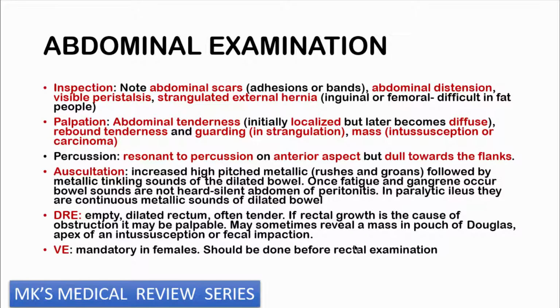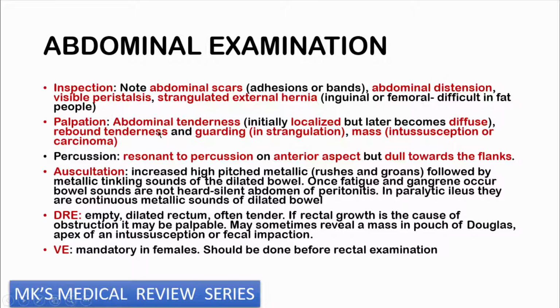When you do your abdominal examination, on inspection you take note if you see any abdominal scars, like in the previous picture that I showed you. If you see any abdominal scars, you should suspect that the obstruction is caused by adhesions or bands. You note if there's any abdominal distension. Remember, I told you that with large bowel, distension is much greater than with small bowel. You check for any visible peristalsis. If there's a hernia, check if it's strangulated. I shall show you the features of strangulation in the next slide. This is very common, especially with inguinal or femoral hernias. You may also get it with umbilical hernias, but it's very difficult to assess in obese people.